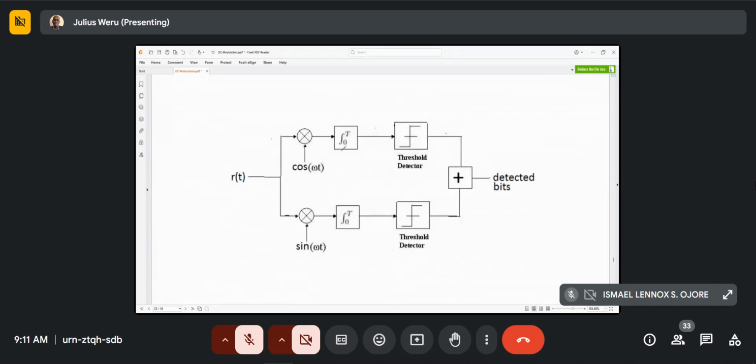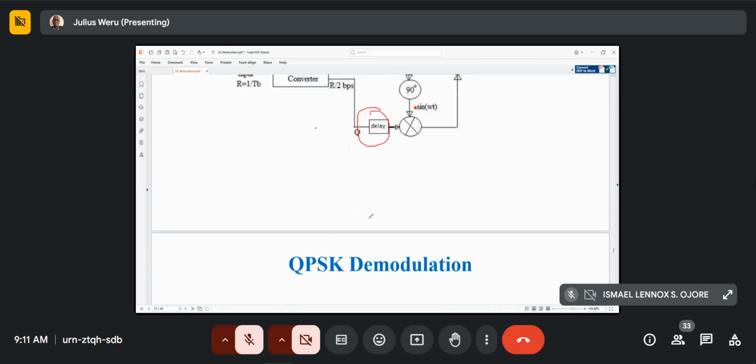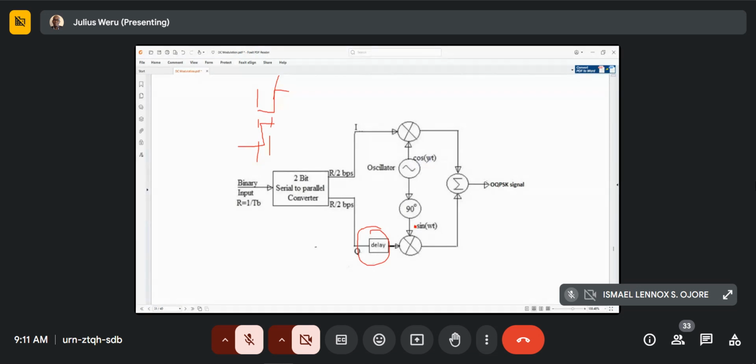QPSK demodulation, there you are. That's a QPSK demodulation. This is the received signal. You have the cos omega t and this sine omega ct. The difference between the two is one is modulated with cos omega ct and the other with sine omega ct. You want to know whether this side is 0 or 1 and whether this side is 0 or 1. Then you combine, because you'll be getting 2 bits at a time.